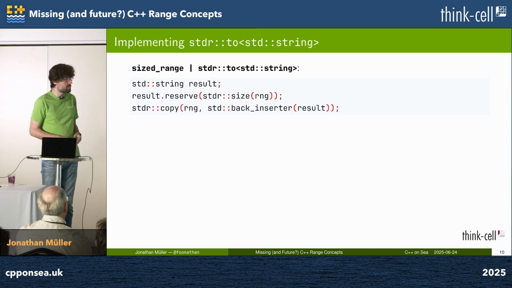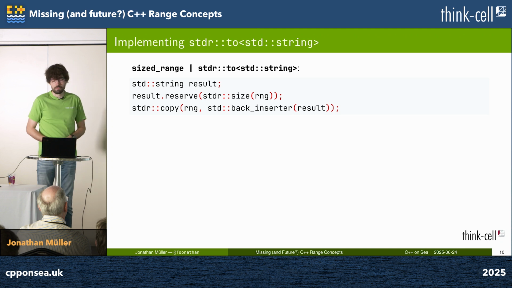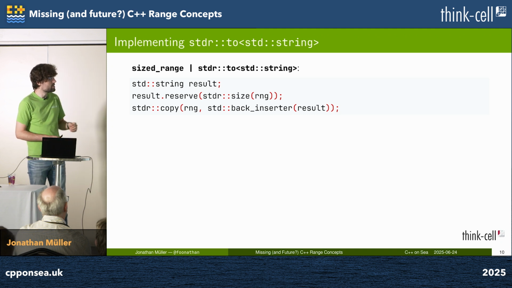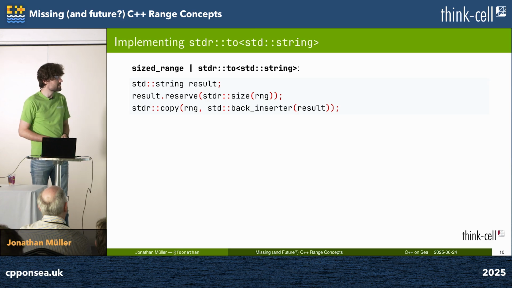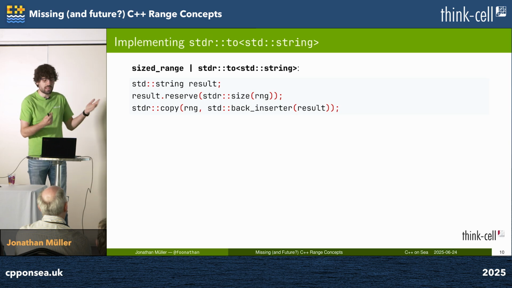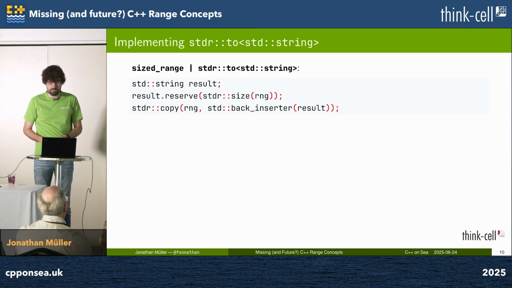So what we do at the end is we're calling std::ranges::to into a std::string. And if our range is sized, this is very easy. So we create an empty string, we allocate enough space for it by just asking the range for the size, and then we just copy all the characters from the range into the string, and the end result is a string that contains all the characters.